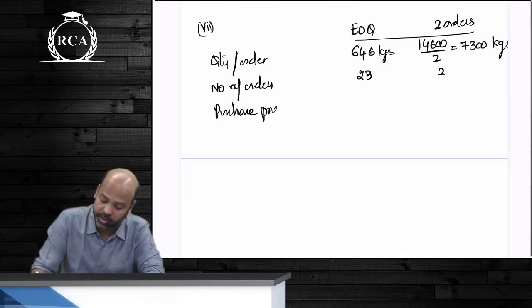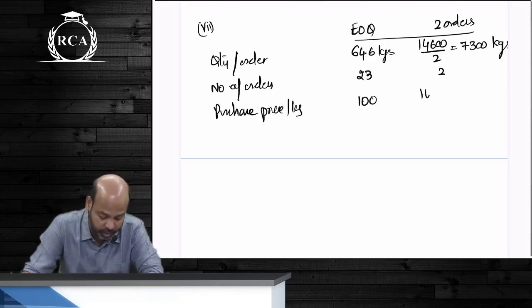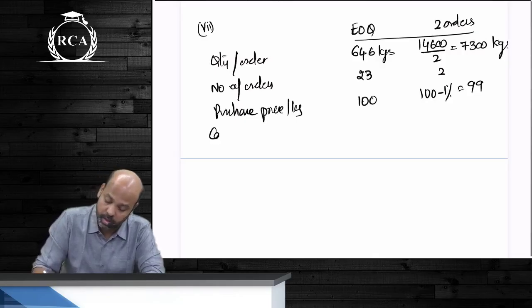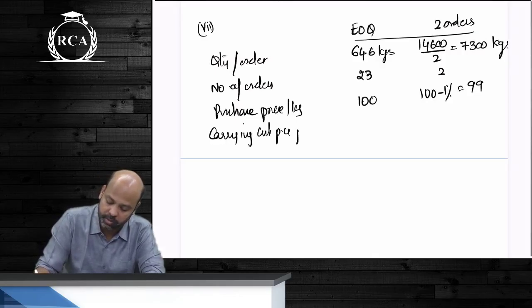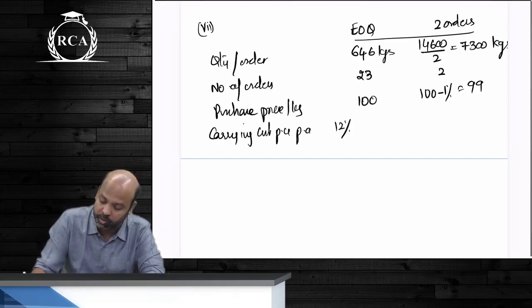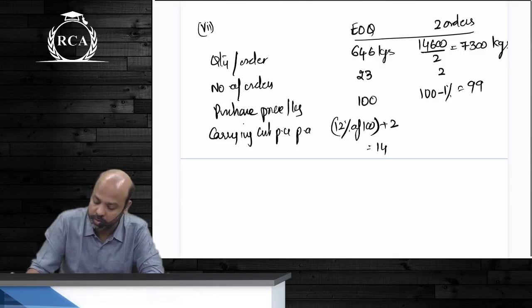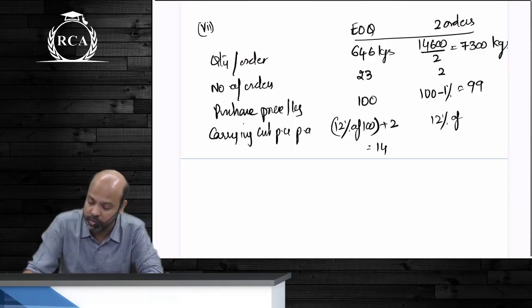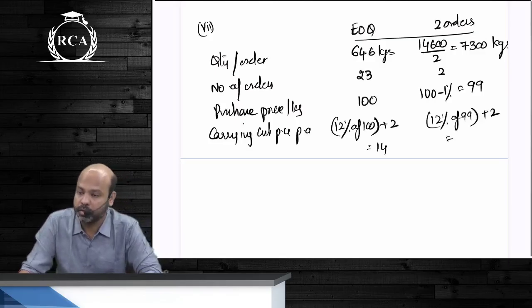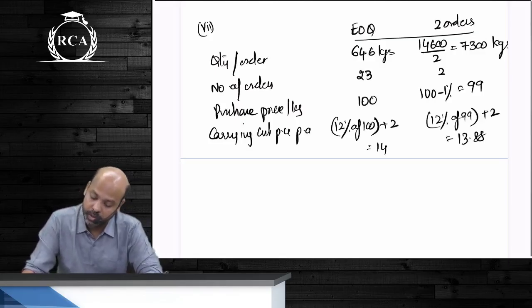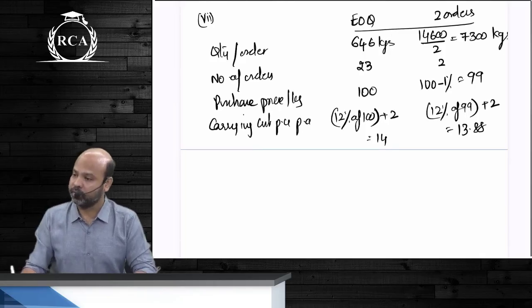Purchase price per kg is how much, beta? 100. And this will be discount of 1%, 99. Carrying cost per unit per annum कितना रहेगा? 12% of 100 plus a fixed cost of how much? 2 rupees. This will be 12% of 99 plus 2 rupees. 13 point... इतना compulsory है बेटा लिखना. इसके आगे you can directly start.